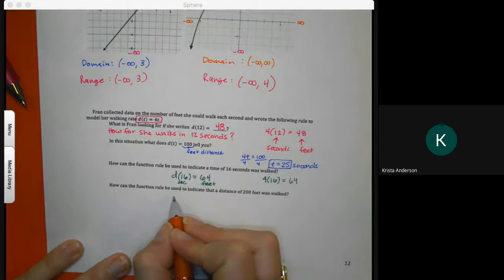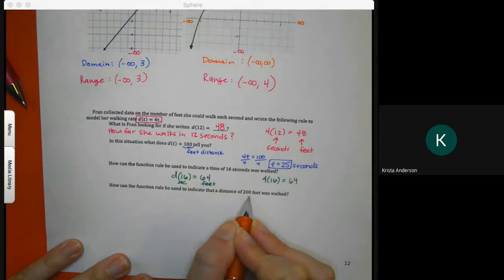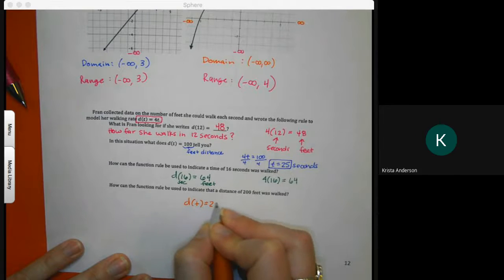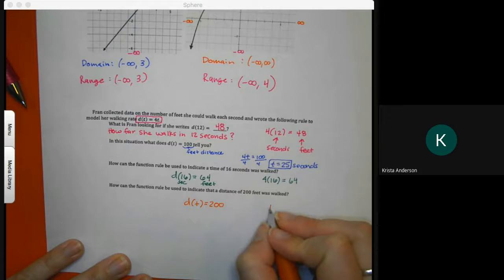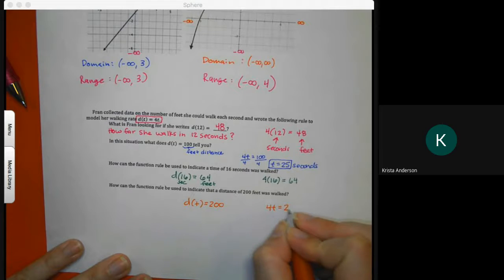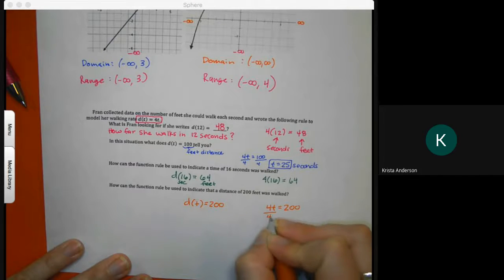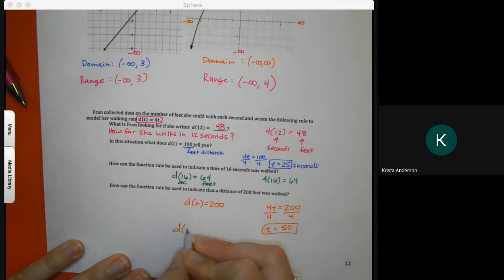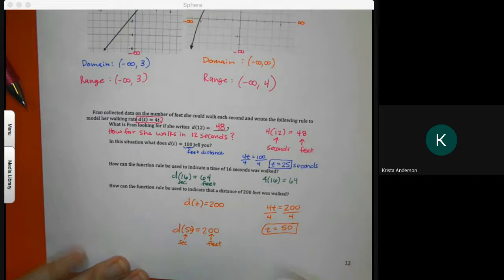How can the function be used to indicate that the distance of 200 feet was walked? Via t equals 200 feet. That means the 4t equals 200. Divide by 4. T is equal to 50, which means 50 seconds. 50 seconds gives you 200 feet walked.